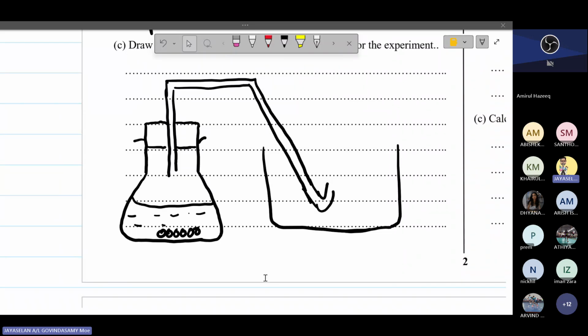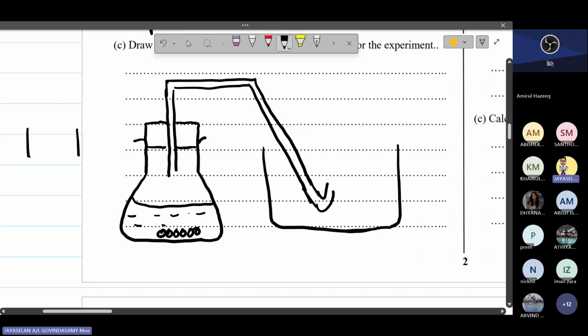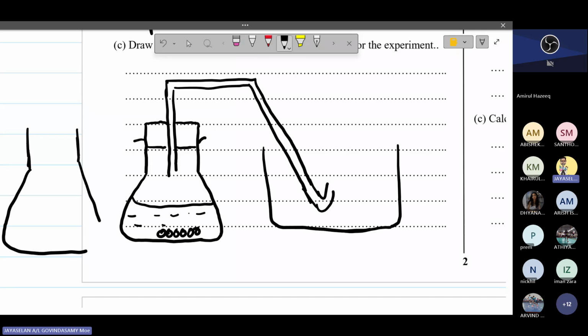Okay, now you do it like this. So they want it like this. Don't draw the conical flask like this, you know. They won't give you marks, so be careful with this one. Okay, like this. Don't do it like this. Wrong. Okay, I repeat again.